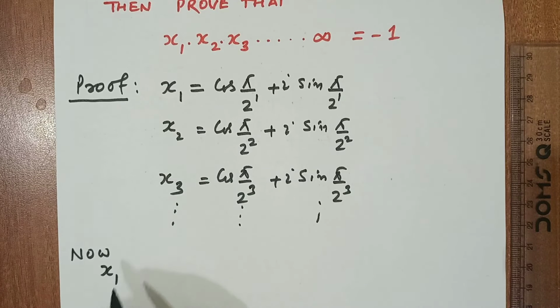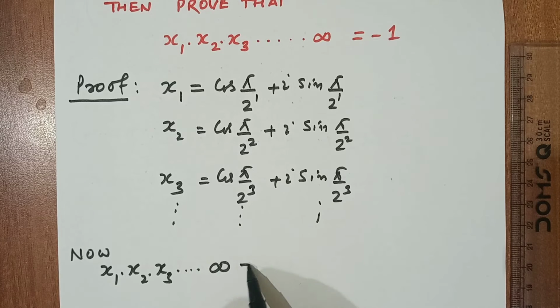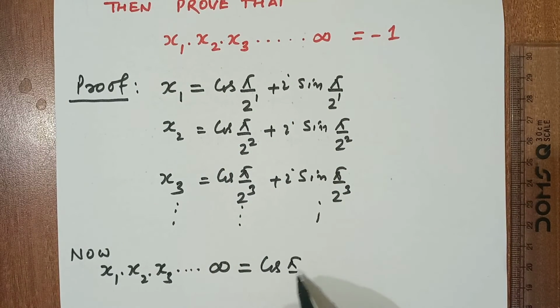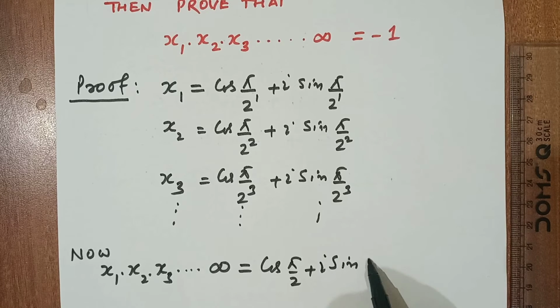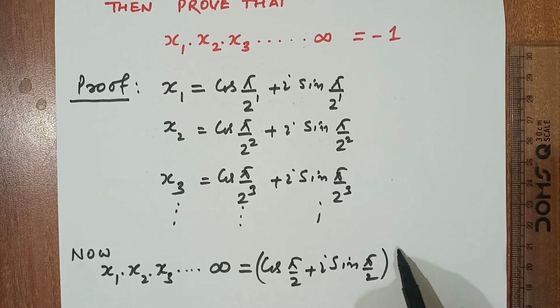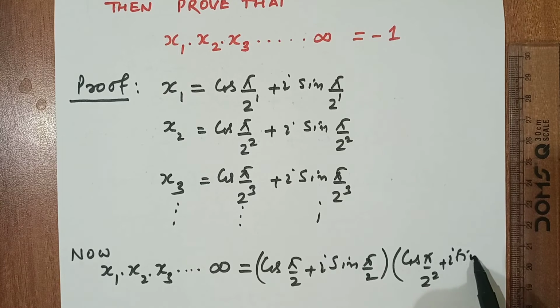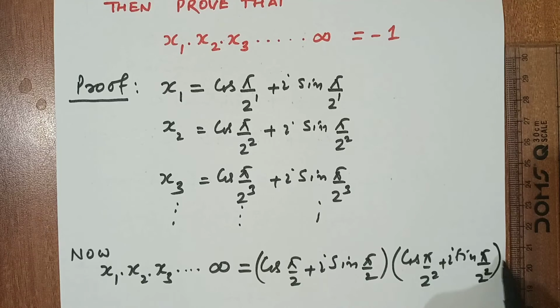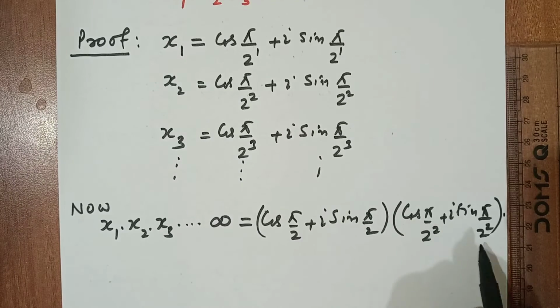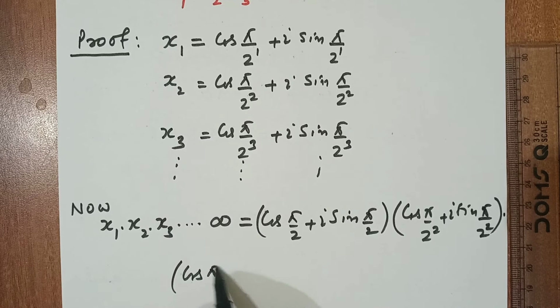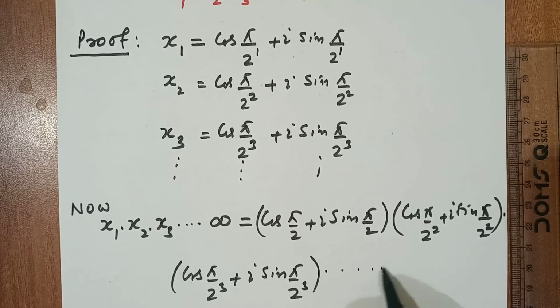So x1, x2, x3 up to infinity means the product of the right hand sides. So cos(pi upon 2) plus i sin(pi upon 2), next in the product cos(pi upon 2 squared) plus i sin(pi upon 2 squared), into the next in the multiplication cos(pi upon 2 cubed) plus i sin(pi upon 2 cubed), in the product up to infinity.